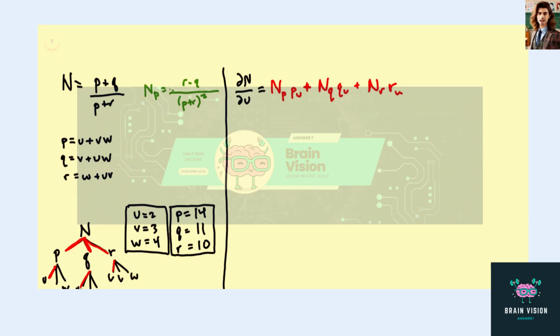Okay, and we can actually put a value on that because we know all of these values. So r minus q, 10 minus 11 is -1 on top. And on bottom, p plus r, 14 plus 10 is 24, 24 squared. Okay. Good. Now, p with respect to u, for that, we look over here. And we can just, at a glance, see that derivative is 1. So we're done with this first term.